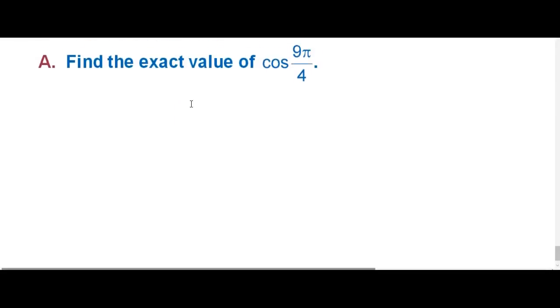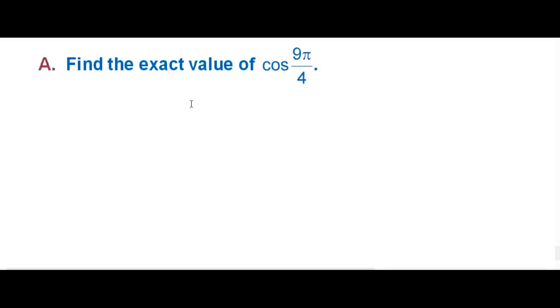For the final portion of this lesson, we're going to be looking at some trig functions of some angles that might extend beyond the unit circle. Realize that 9 pi over 4 is greater than 2 pi. So if we were to subtract 2 pi from it, so 9 pi over 4 minus 2 pi, which would be 8 pi over 4, we would get pi over 4.